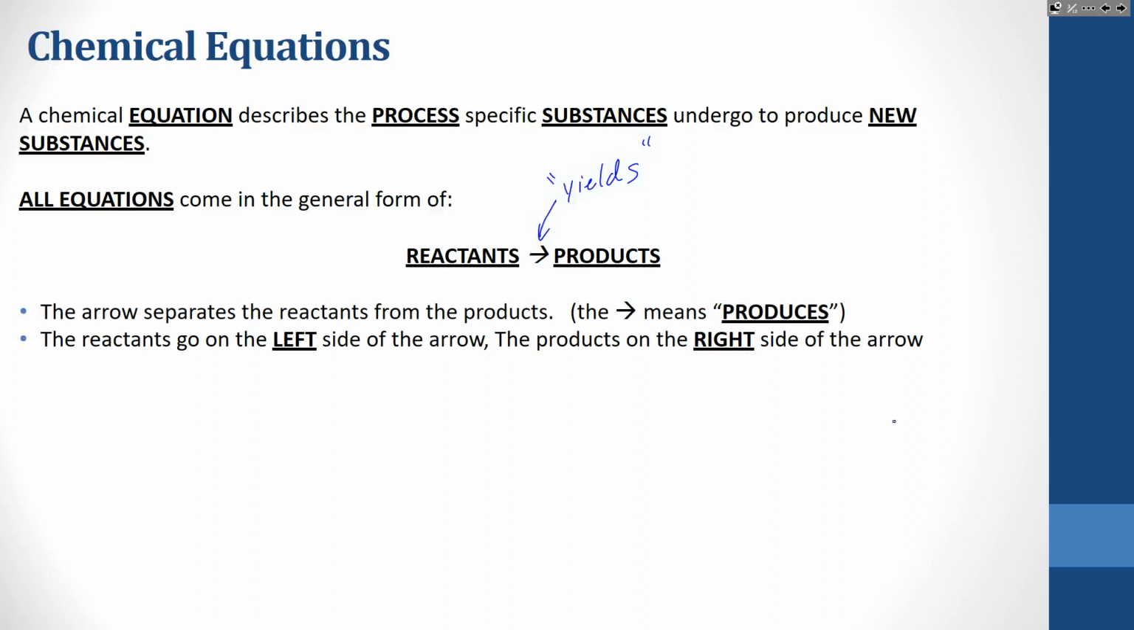The arrow means produces or yields, that's what I just said. The reactants are always on the left side, so we always work from left to right, and the products are always on the right side of the arrow. So here's another example, the same reaction I just showed you, H2 and O2 makes H2O.